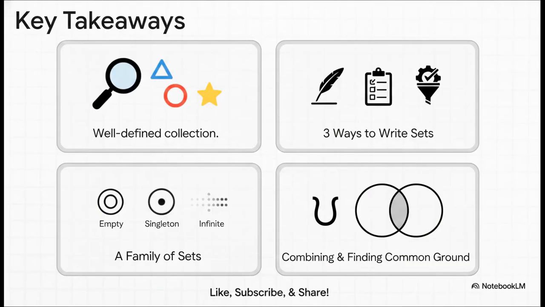So let's do a super quick recap of the essentials. First, a set is just a well-defined group of unique things. We know we can write them out with words, lists, or rules. We met the whole family of sets, from empty to infinite. And we learned how to use operations, union to combine everything, and intersection to find only what's shared.